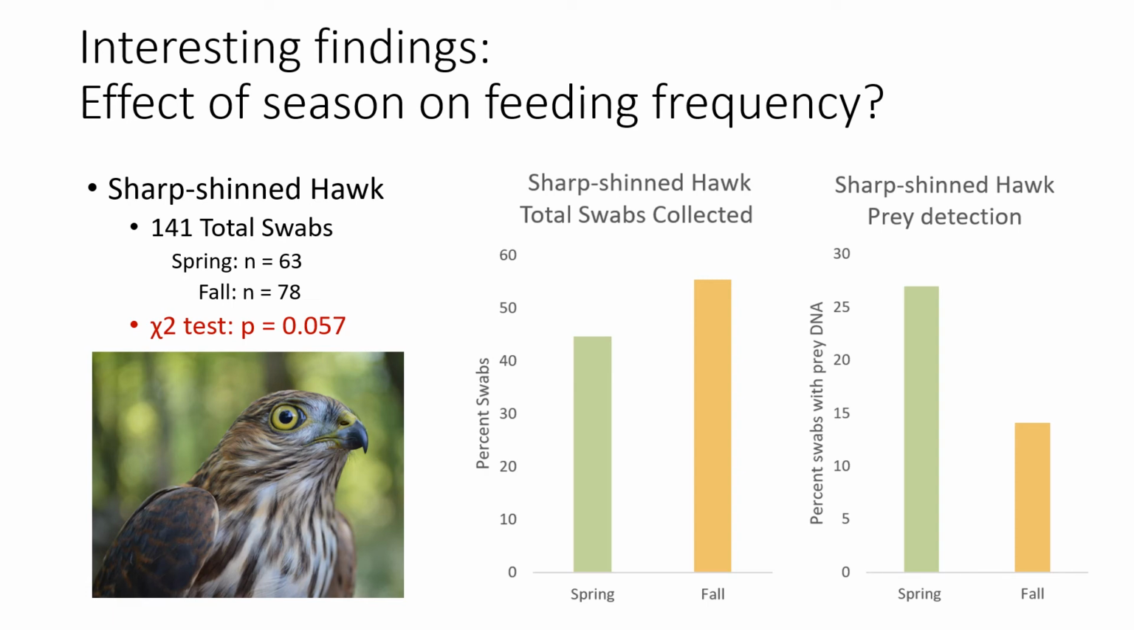And if you're not familiar with chi-squared tests or p-values, this just means that this difference I found in prey detections between the spring and the fall samples is maybe borderline significant. And I think it indicates that there may indeed be a difference in feeding frequency between the spring and the fall, and that it justifies more research.